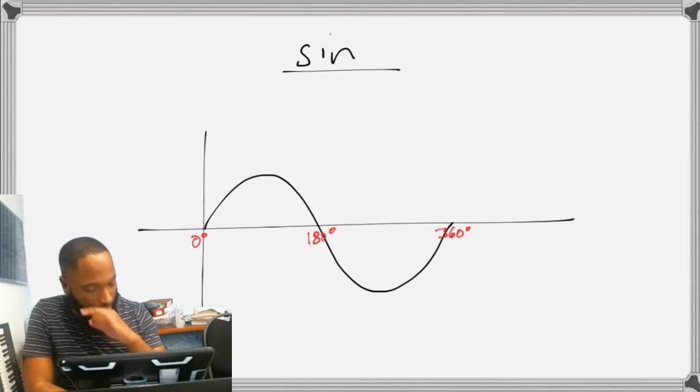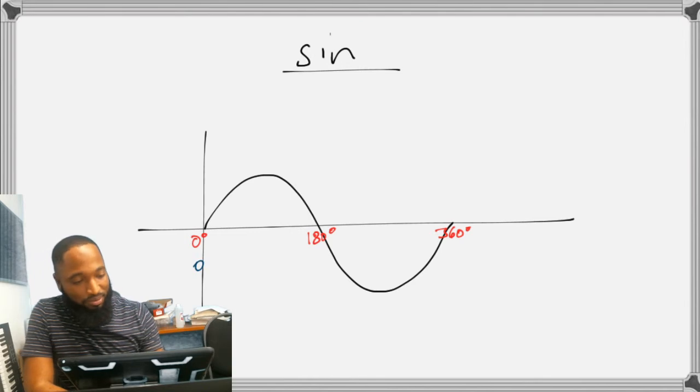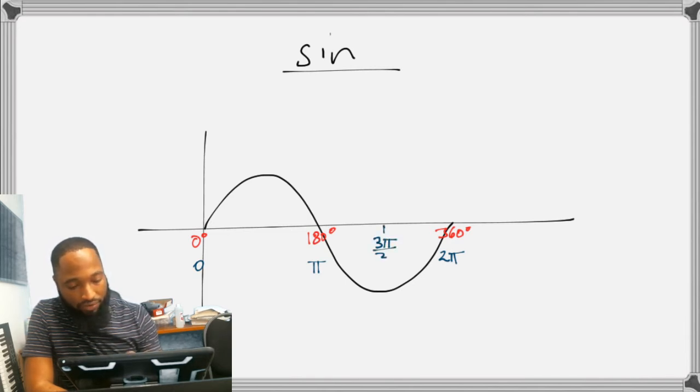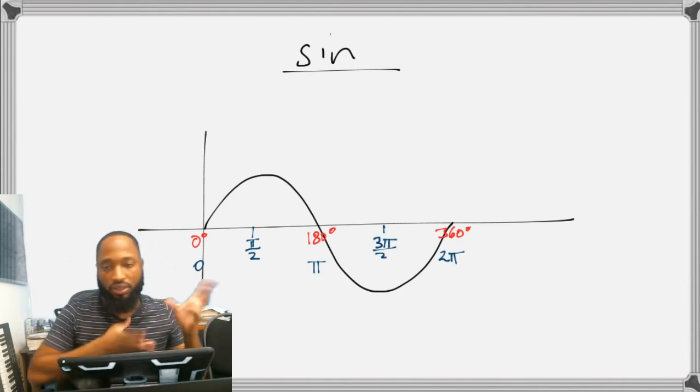Now, if we want to express this in radians, we would use a blue marker. It says 0. But instead of 180, you'll say pi, because pi radians is 180. This is 2 pi. And in the middle here, we have 3 pi over 2, which is like 1.5 pi. And this here would be pi over 2, which is 90, right? Say in the chat if you understand this diagram.